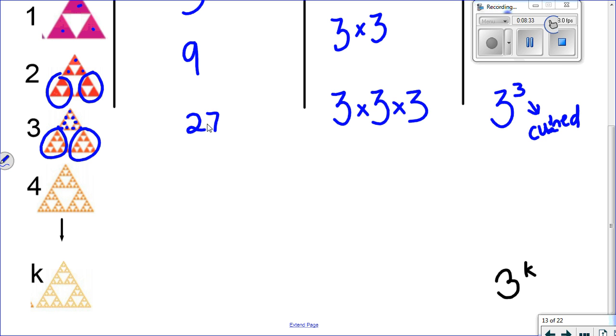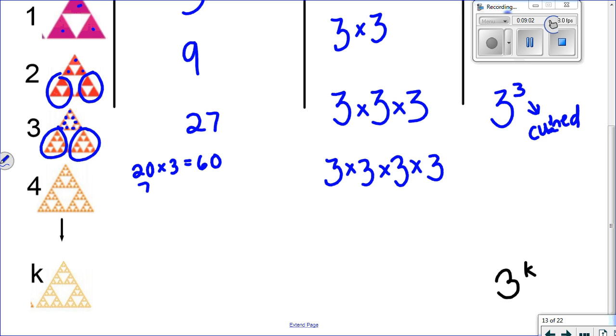So you can put parallels here. So that's 3 times 3, so this one will be 3 times 3. We follow that pattern. What is 3 times 3 times 3 times 3? So let's do a little mental math. 20 times 3 times 3. 20 times 3. Right, in exponent form, 3 to the 4th power.